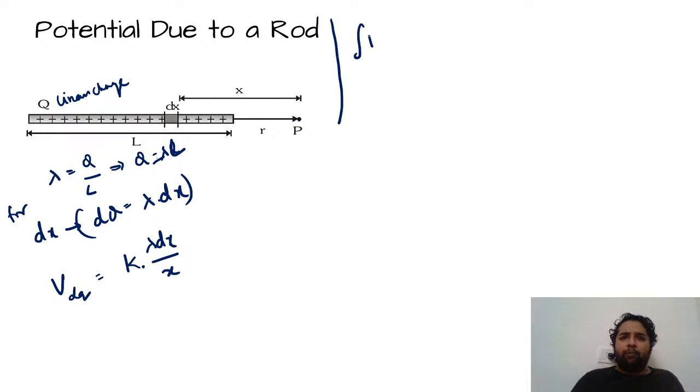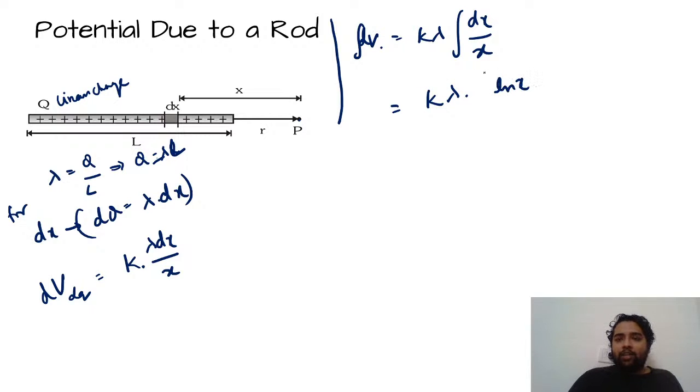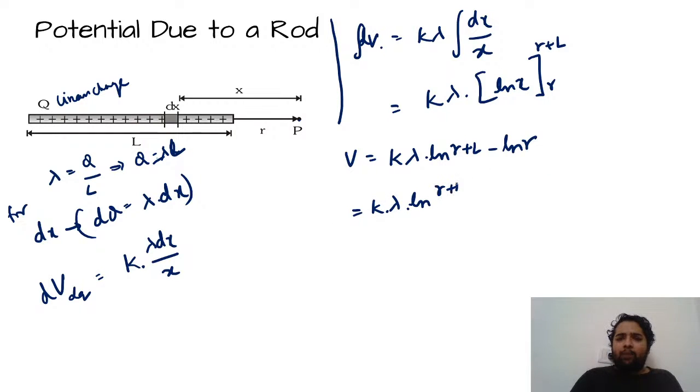So what is the total potential? It is nothing but the sum of the entire thing, right? Because this is due to a small charge. The total potential will be the integration of the entire dV. We can do k into lambda into integration of dx by x. What is the integration of dx by x? It is log x. So directly we'll get k into lambda into ln x. And what is the range of x? If you observe, it is from r to r plus l. Substitute the whole thing. V will be equal to k into lambda into ln(r plus l) minus ln r. This is coming out to be k into lambda into ln((r plus l) by r).